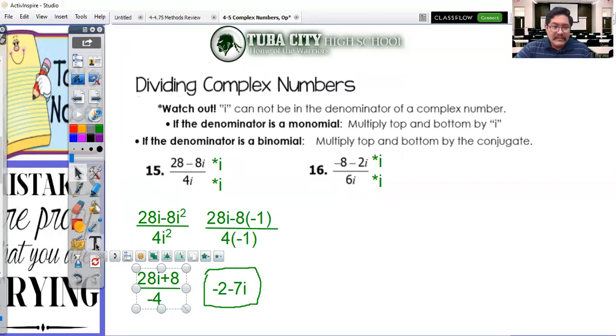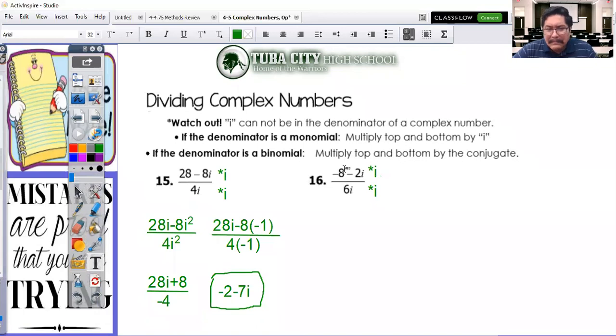Okay, so let's go ahead and do the next one. Same thing, we're going to have to treat this like it's a group. So -8 times i, that's -8i, minus, and then here I have 2i squared. Now it's a square number. And my bottom number is going to be 6i also squared.